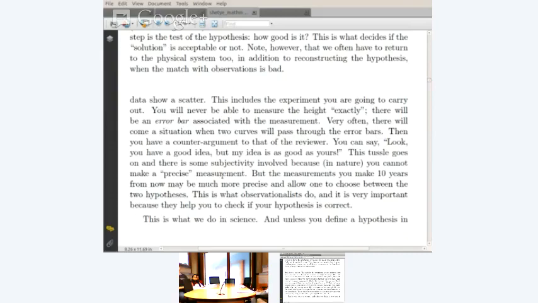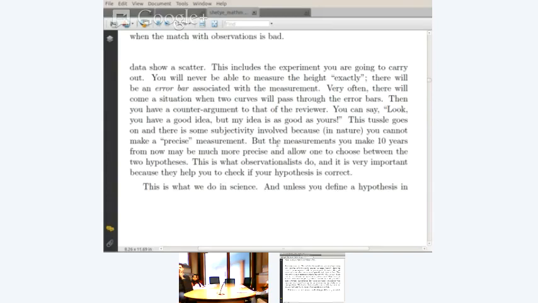And we are not talking of something as deep and philosophical as Heisenberg's uncertainty principle. We are talking of something much more mundane. Even in classical fluid flows, you cannot make a precise measurement. Every measurement has an error associated with it.